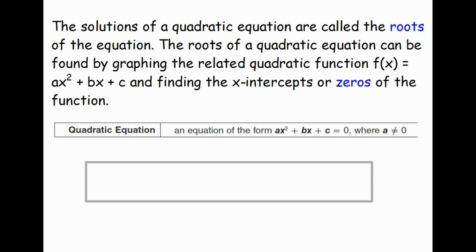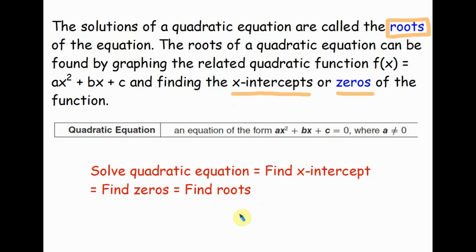In this lesson, it will ask to find the roots. Roots are the solutions of a quadratic equation. This can be found by finding the x-intercepts or zeros of the function. In other words, if you are solving a quadratic equation, you're going to find the x-intercepts, which means you're finding the zeros. Another word we'll be using in this lesson is roots.